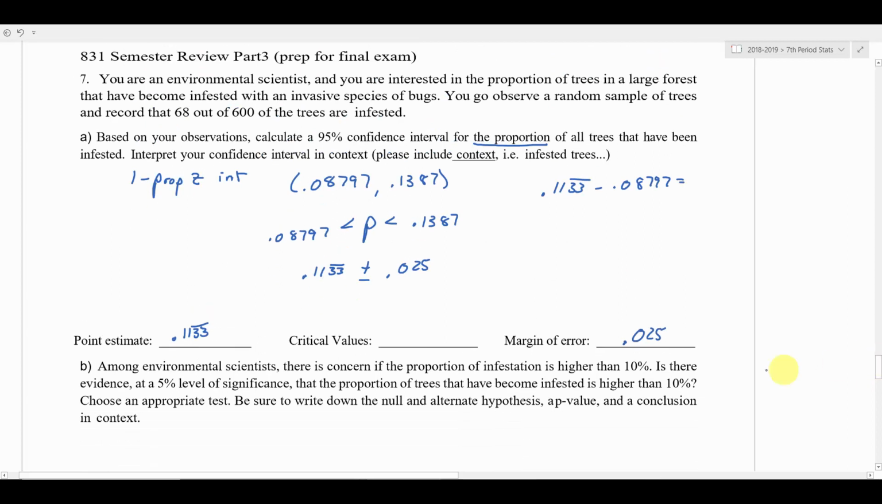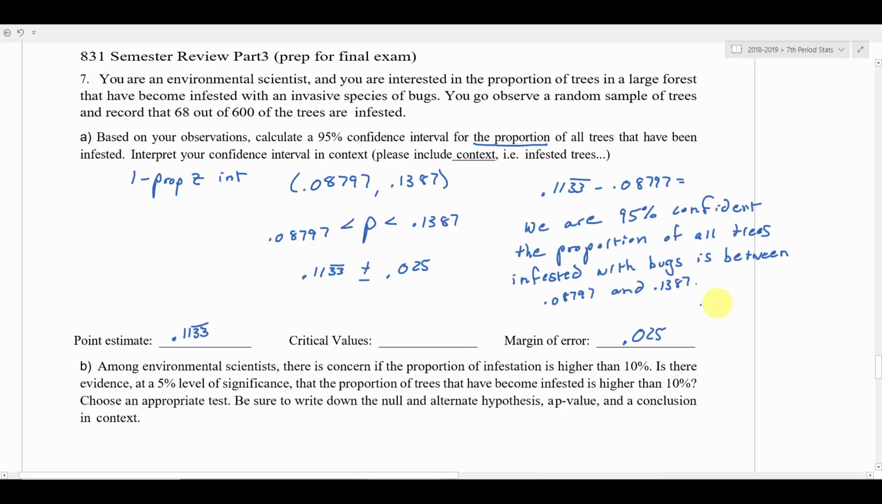Says, oh, wait a minute, I forgot the most important part. It says interpret your confidence interval in context here. So let me write an interpretation statement for you. We are 95% confident the proportion of all trees infested with bugs is between 0.08797 and 0.1387. So that's a good confidence statement.